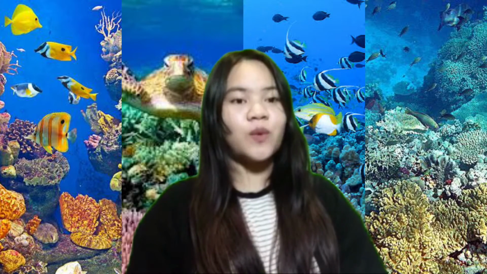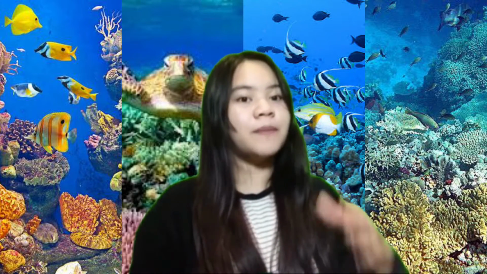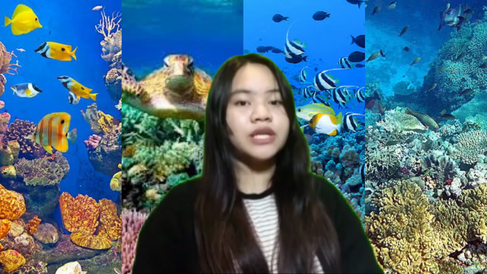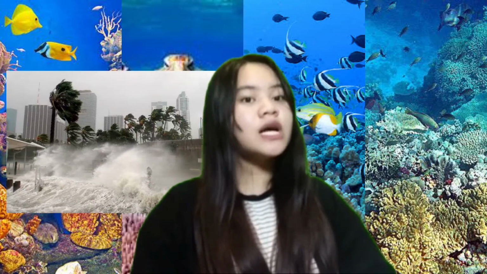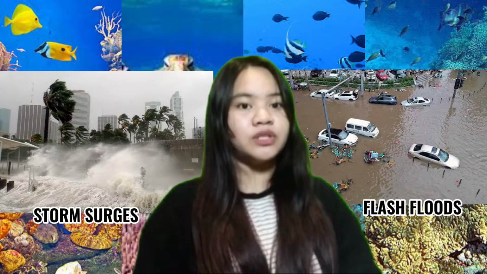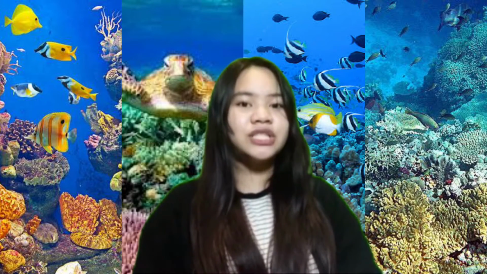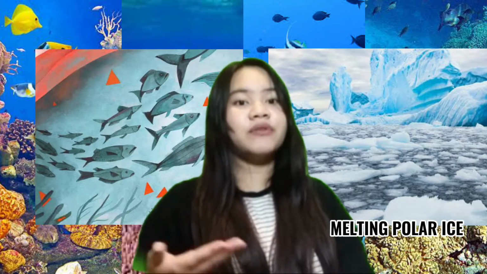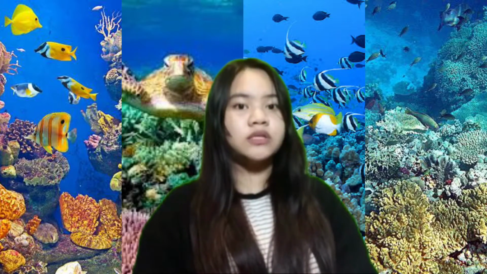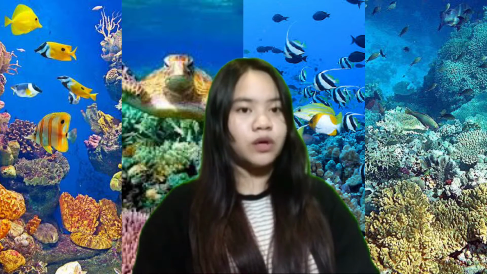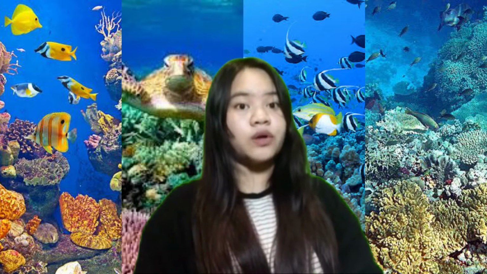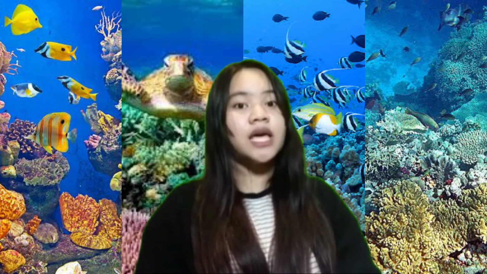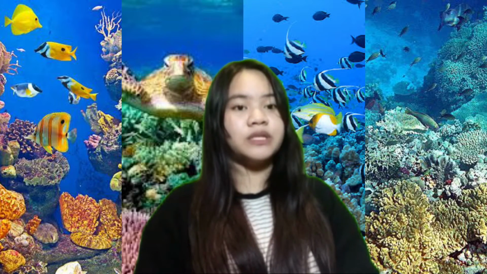Climate change in aquatic systems is strongly causing temperature rises and rising sea levels, which will result in increased intensity of storm surges, flash floods, and serious damage to coastal areas. Other effects include changes in the ocean current system, melting of polar ice, migration of marine species to colder zones, and acidification of seawaters. This increase in seawater acidification could damage the corals. On the other hand, the production of fish products will be disrupted as well.